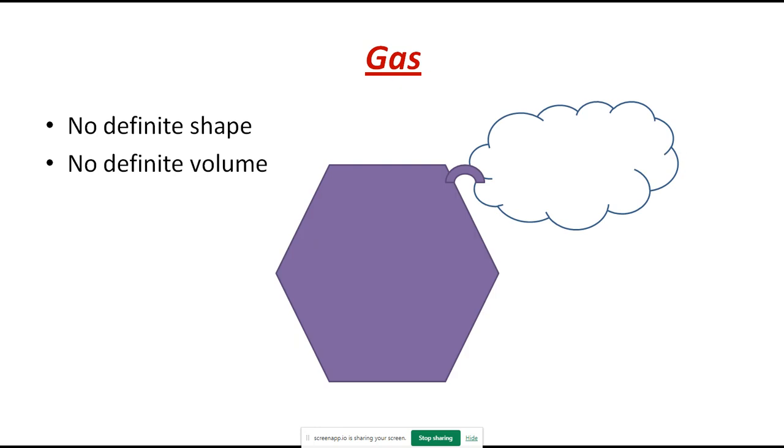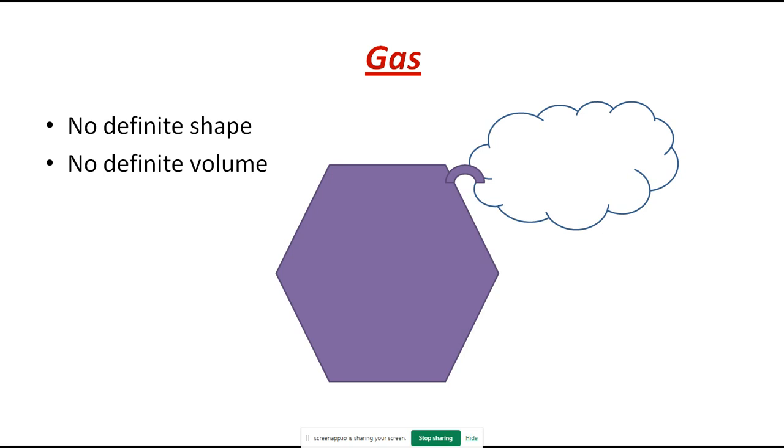Gas. It has no definite shape, no definite volume. This means that it changes its shape when you put it in another container. An example is air, which is a gas. If you fill air inside a balloon, it takes the shape of the balloon. If you pump air into a shopping bag or a beach ball, it will take the shape of these objects.